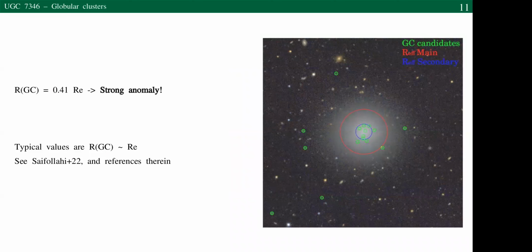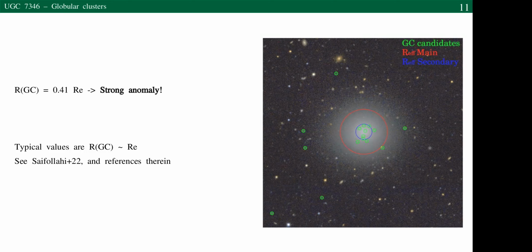So let's talk now about the concentration of the globulars. And just by eye, you can see that the globular clusters are very concentrated in the inner region of the galaxy. Making the proper analysis, it shows that the half number radius, which is the radius at which half of the globular clusters are located, is very low. In particular, this is around 0.4 of the effective radius of the galaxy.